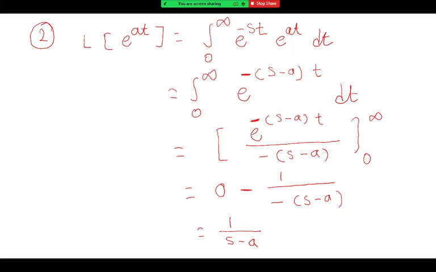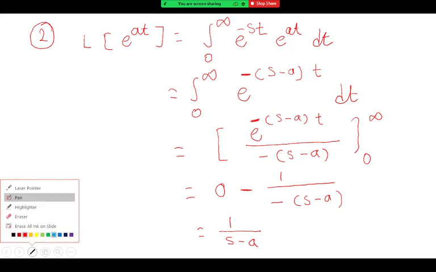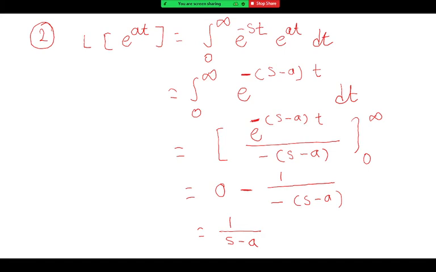Yes, sir. Okay. Done? Can I show the third then? Yes, sir. Okay. So the third is very simple. In the third, there is a small change only. Let me take this one. Laplace of e raised to minus at. This is the third one. So here there should be a minus sign, and we want the minus outside. So it is s plus a. Got it? That's the end of the third property. Is that clear?